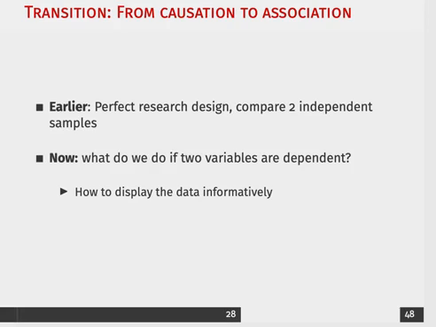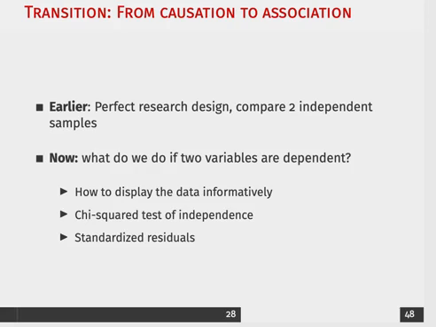So the first thing we want to do is think about just generally how can we display this data more informatively in order to show the dependencies that exist within it. We're going to talk about how to conduct a chi-square test of independence, and within that, we want to know exactly where the variations are occurring, and we're going to do that through the construction of standardized residuals.